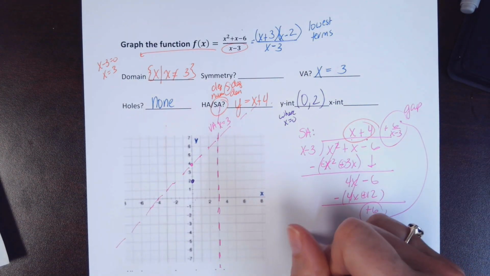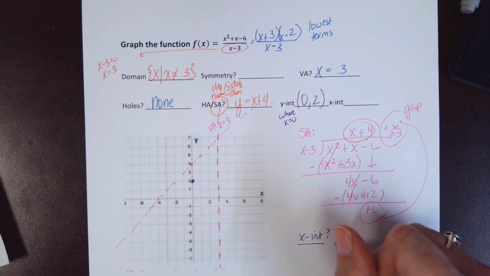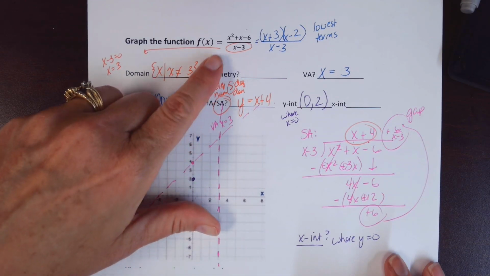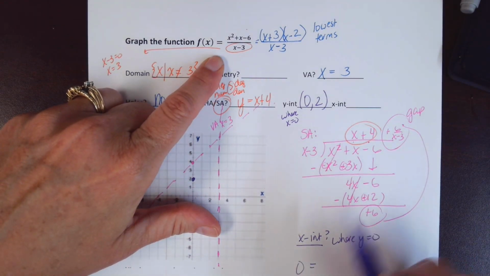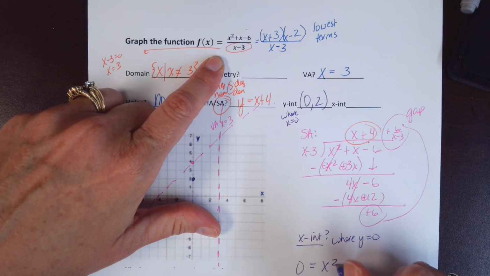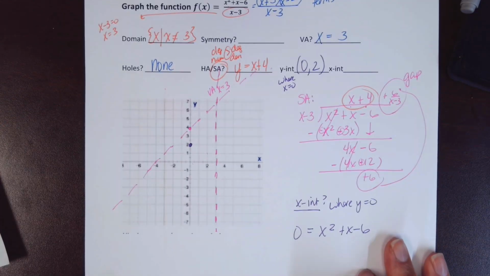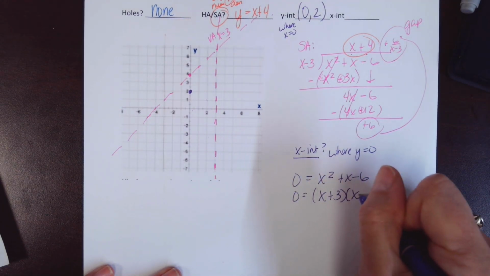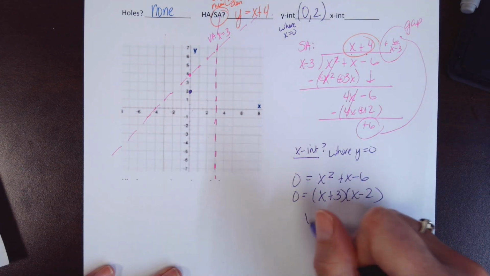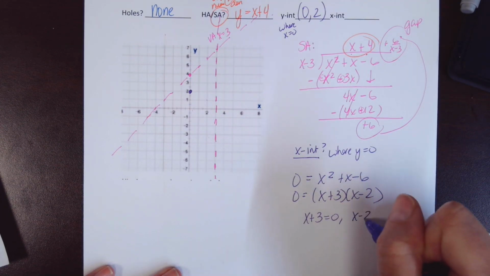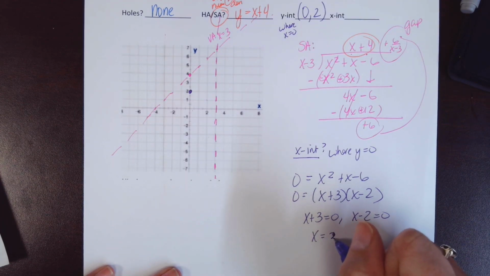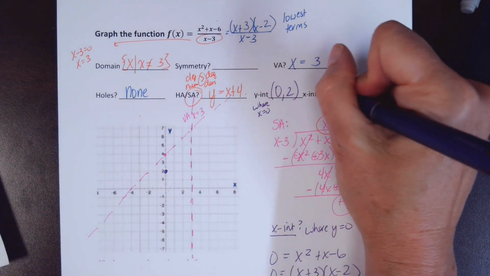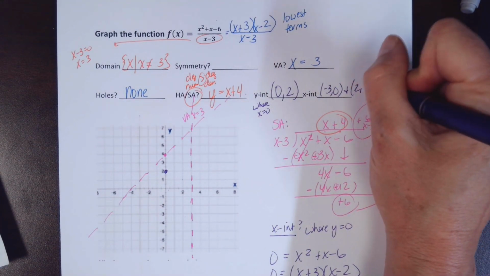Finding x-intercepts. X-intercepts happen where y equals 0. And every single time I'm going to set this equal to 0, I will multiply out that denominator, and I will end up with just 0 equals my numerator. We already factored this. We know that that gives us x plus 3 times x minus 2. So to find my x-intercepts, I set each of those factors equal to 0. And I discover that I have two x-intercepts, one at negative 3, 0, and one at positive 2, 0.